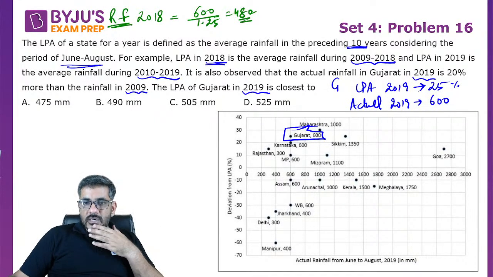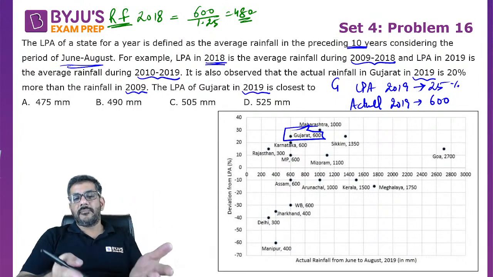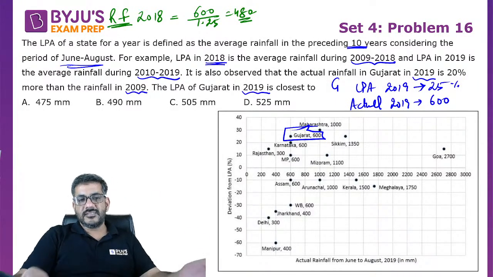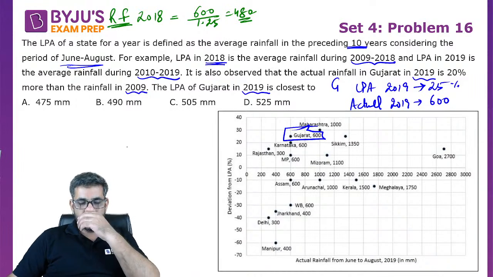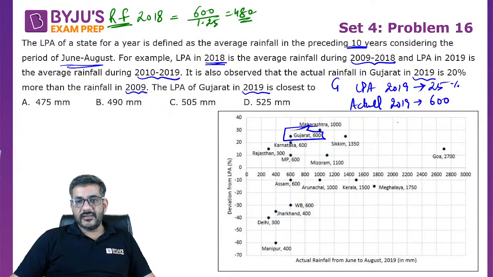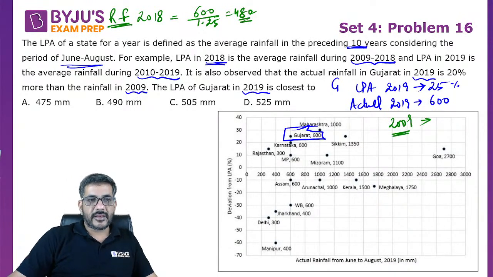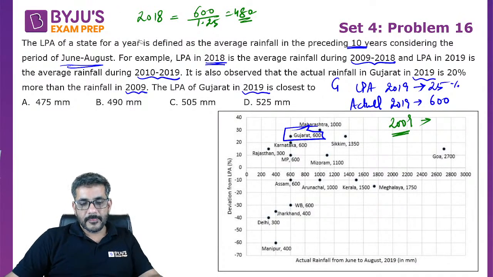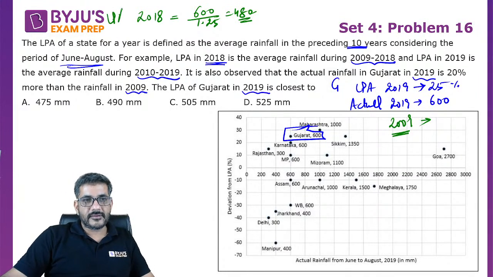ओके, सो इतना इजी एग्जाम में आएगा, ये एग्जाम का ही है. सो आई हैव नॉट चेंज्ड इट. दीज आर एक्चुअल क्वेश्चंस फ्रॉम कैट 2019 में आ चुके हैं. हाँ जी. It is also observed that actual rainfall in Gujarat in 2019 is 20% more than rainfall in 2009. So can I say actual rainfall in 2009? Okay, sorry, ये rainfall नहीं था, ये तो LPA था. यहाँ मैंने rainfall लिख दिया, LPA था.